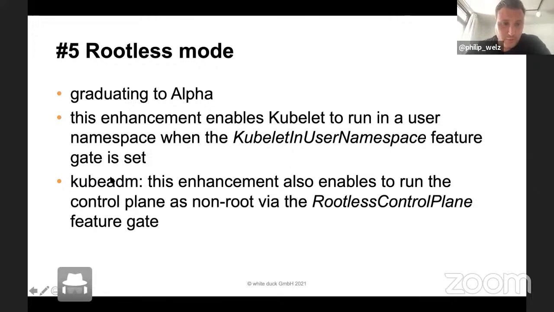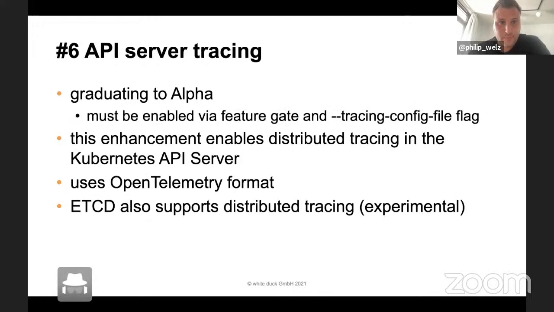And when you run the kubeadm version of Kubernetes, you can also have, with this enhancement, the Rootless control plane feature gate, and there you have the whole control plane, the whole Kubernetes stack, like the API server, running rootless. So this is a cool feature, and like we discussed before, shifting to security first, really.